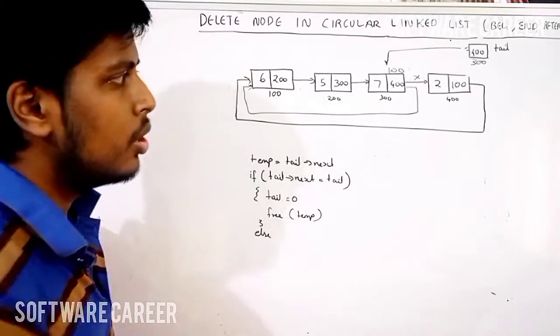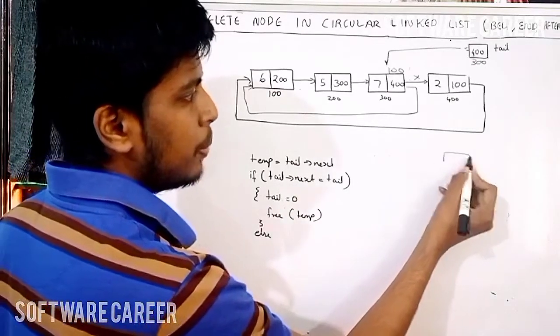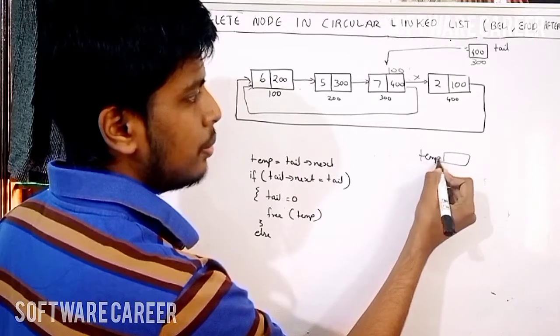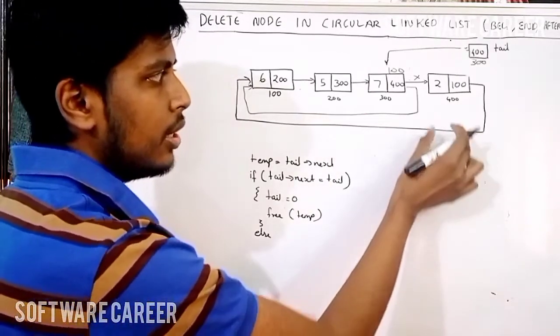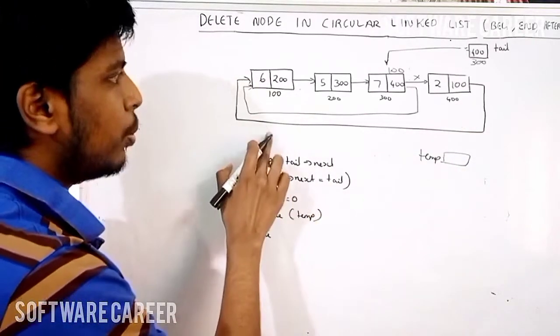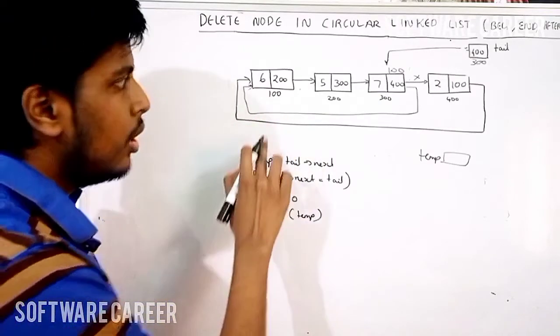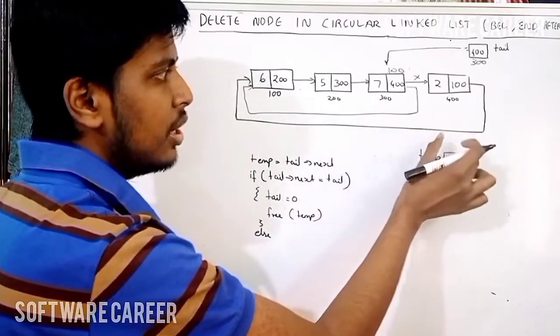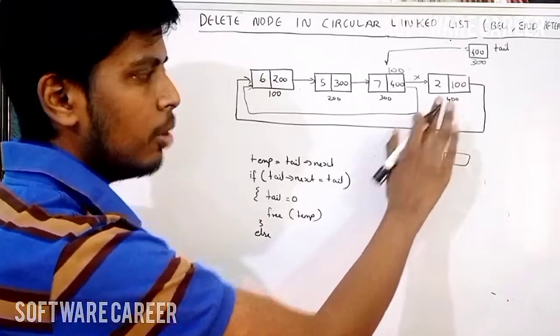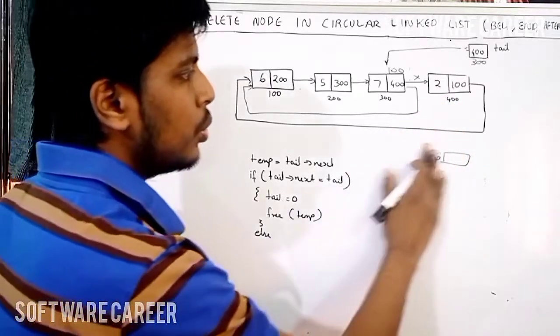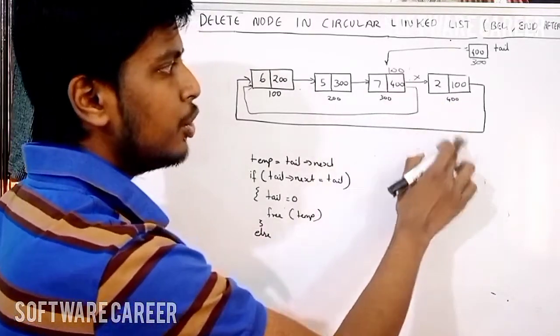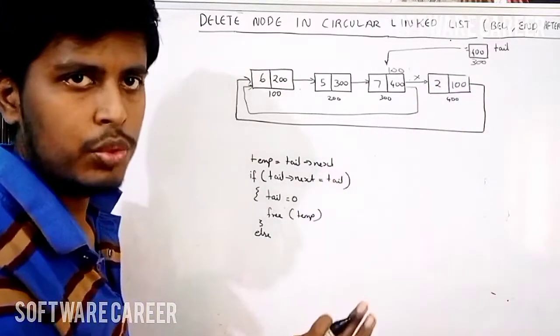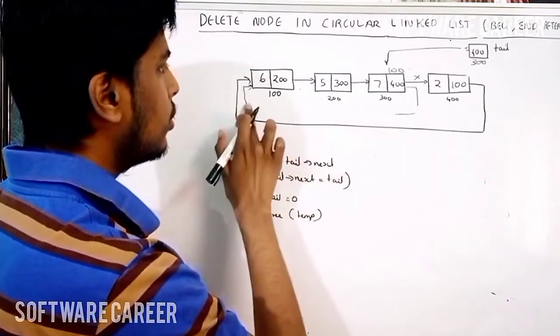So how to access it? I need another pointer called temp. And temp should point to 400, but it can't directly point to 400. First it should point to the first node, then it should move one by one till it reaches 400, then it should stop here. So let's see how to do it. Then afterwards if you write free temp, this node will be removed from the memory. So let's see.